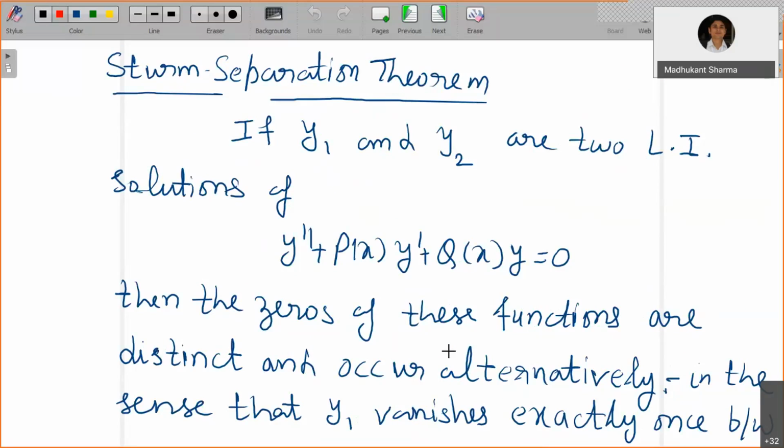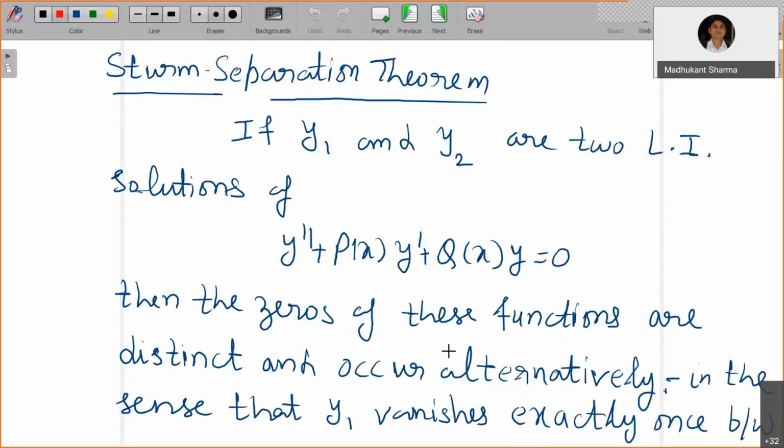Now, we are going to establish the Sturm separation theorem, which guarantees that if you have two linearly independent solutions of a second order homogeneous linear differential equation, then they will never have a common zero. That means y1 and y2 will not vanish at the same point. That's the very first thing.